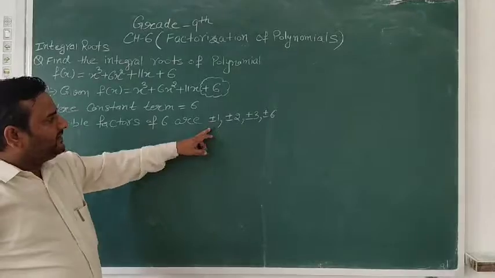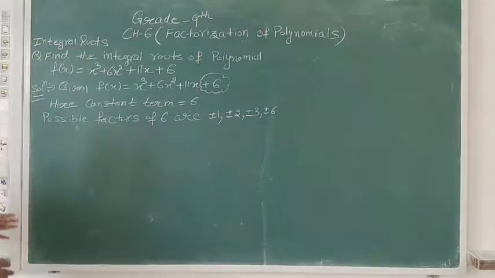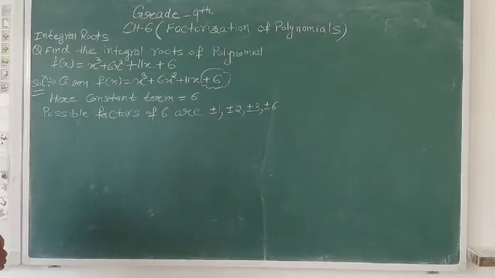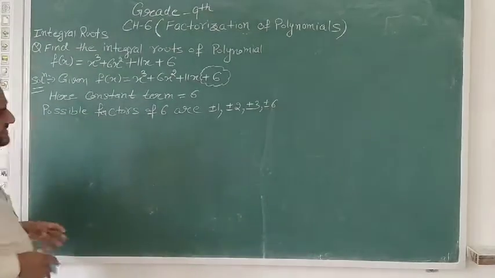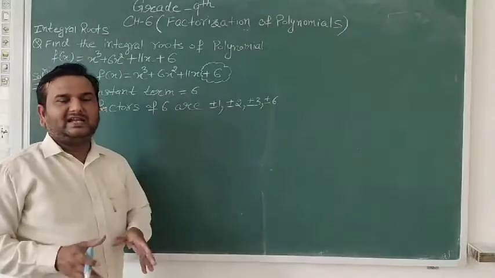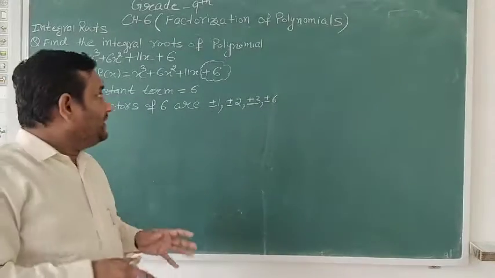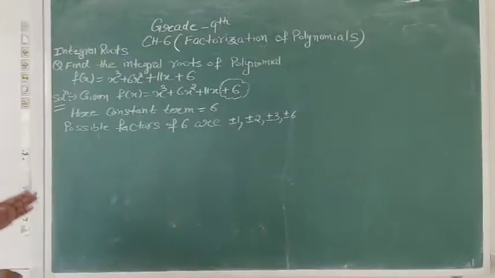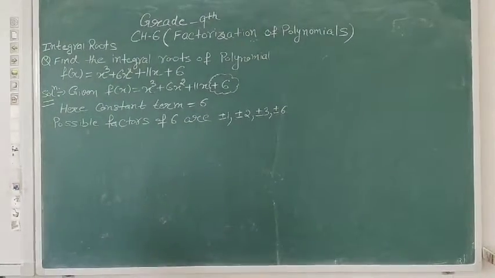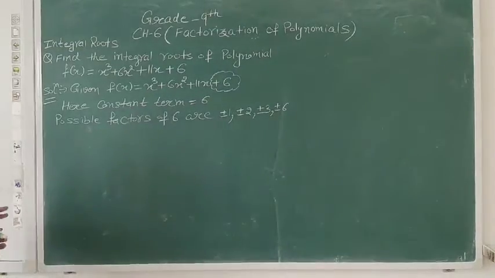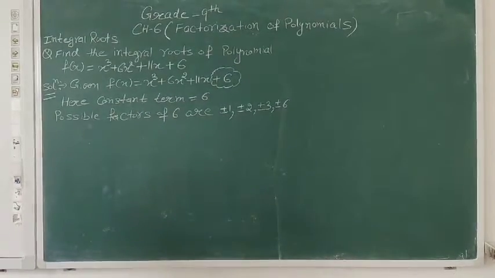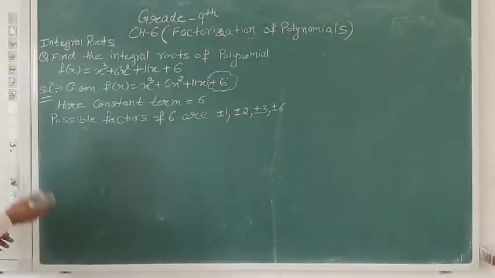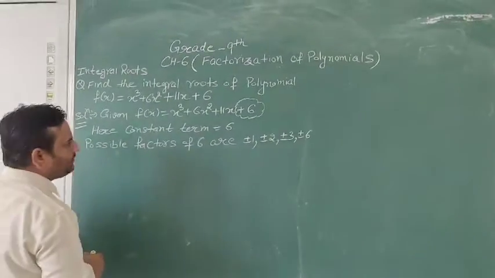Why do we write negative here? Because, students, you can see that we are looking for integral roots. So these are your possible factors. Out of these factors, we have to pick any one factor. By using that factor, if we get the solution equal to 0, then we can say that that particular number is a root of the polynomial. So let us check one by one.